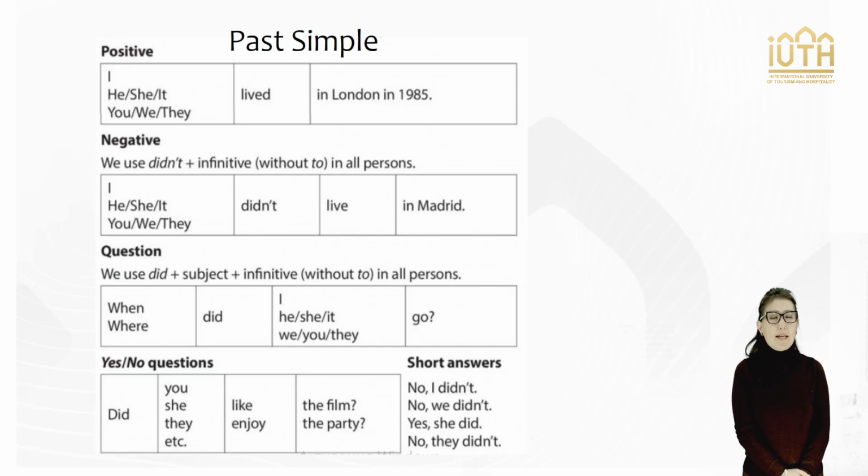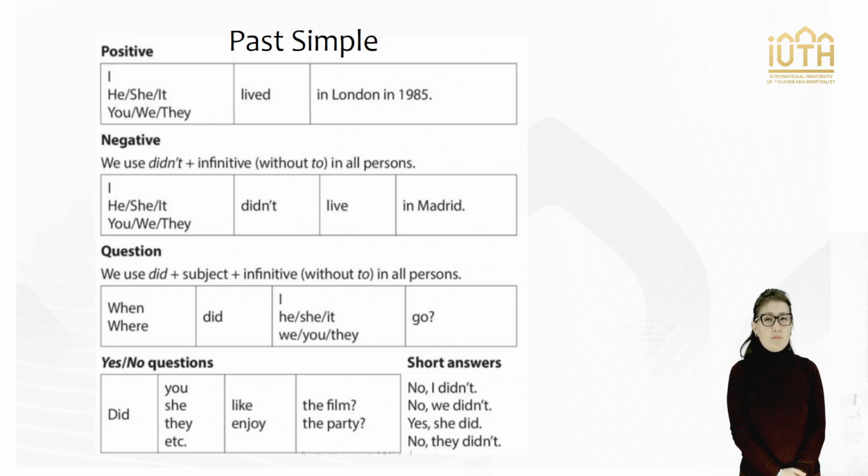The past simple tense is essential for describing completed actions or events in the past. It helps us talk about things that happened at a specific time and are no longer happening now. To form the past simple tense, we typically add -ed to regular verbs. For example, walk becomes walked, play becomes played. However, irregular verbs have different forms. For instance, go becomes went, eat becomes ate.